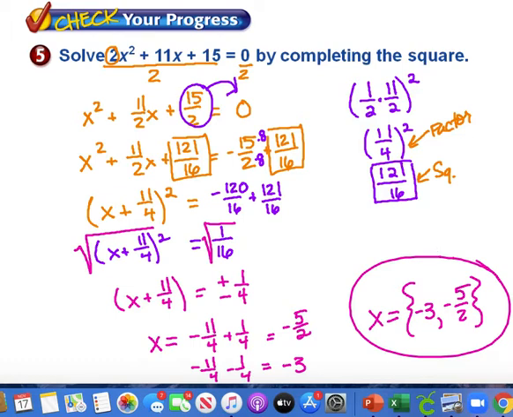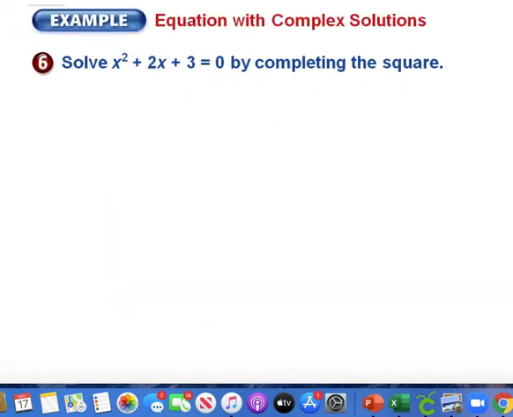All right, so I have one more scenario to show you. And this scenario is, well, what happens if I end up getting a complex root? Well, let's see. So you can see I don't have an a here, so I don't have to worry about getting rid of that a. So I'm going to go ahead and try to complete the square.